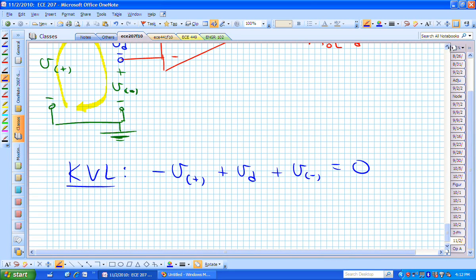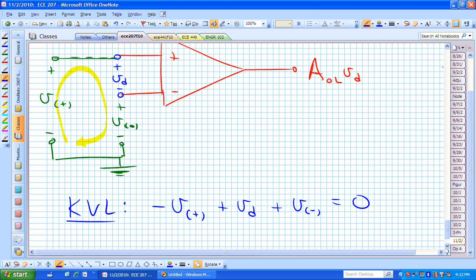Question: are we not using passive sign convention? The passive sign convention simply means that in passive devices, we define the voltage across an element in such a manner that if the current was going into the positive terminal, we would have a voltage drop. But it really doesn't matter in this particular case. We just need to know what voltage is applied to the non-inverting lead and what voltage is applied to the inverting lead. That's all we need to know for now. And this is no longer a two-terminal device. This is a three-terminal device. We have two inputs and one output.